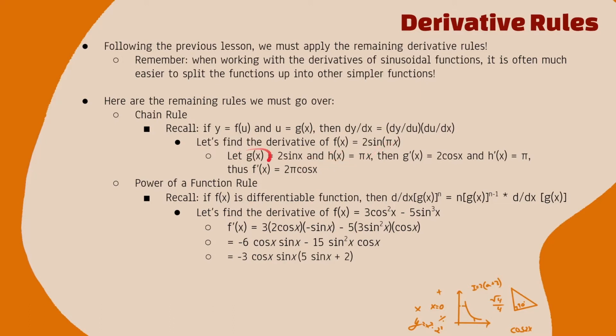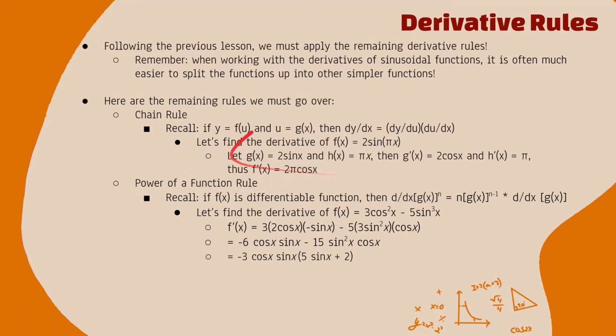Now if we take the derivative of the outer part, we get 2 times the derivative of sine x, so we get 2 cos x. Similarly here, we have pi and the x gets removed, so we have the constant pi. Now to find f prime of x, we need to multiply the 2 derivatives together, and so we get 2 pi cos of pi x. So that was pretty simple. The rest are going to be a little bit more complicated.